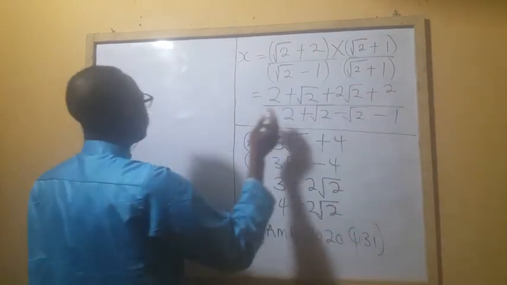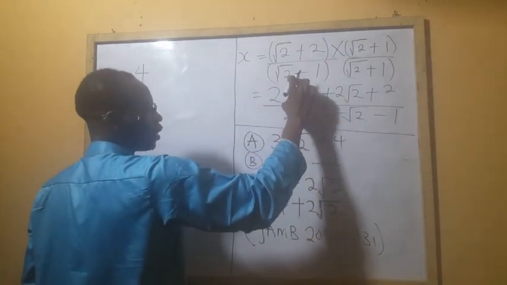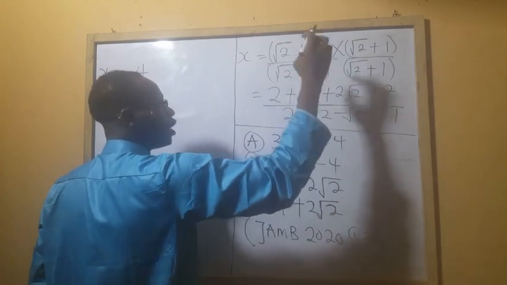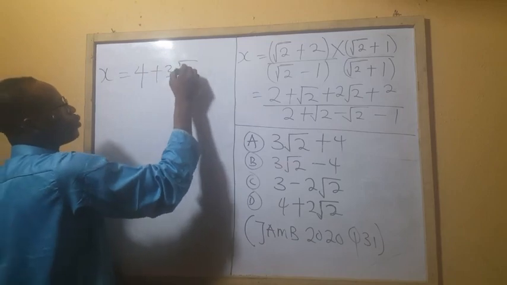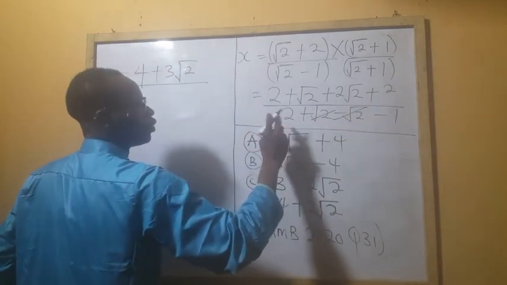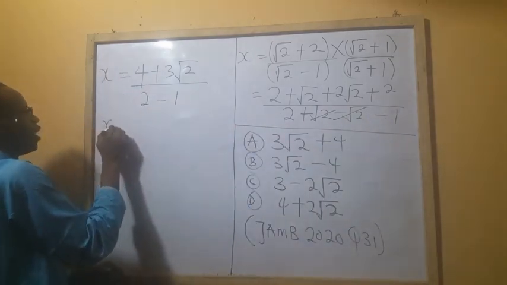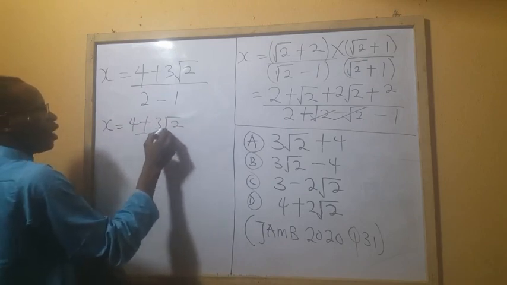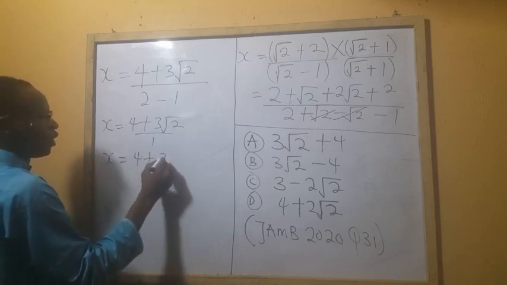So 2 plus 2 here will give 4. Then plus 1 root 2, which is the same thing as plus 2 root 2. They are having the same root, so you can add them. 1 plus 2 will give us plus 3. Then you take root 2 all over. Root 2 minus root 2 is 0. So we are left with 2 minus 1. So therefore x is equal to 4 plus 3 root 2 over 1. And 4 plus 3 root 2 over 1 is the same as x equals 4 plus 3 root 2.